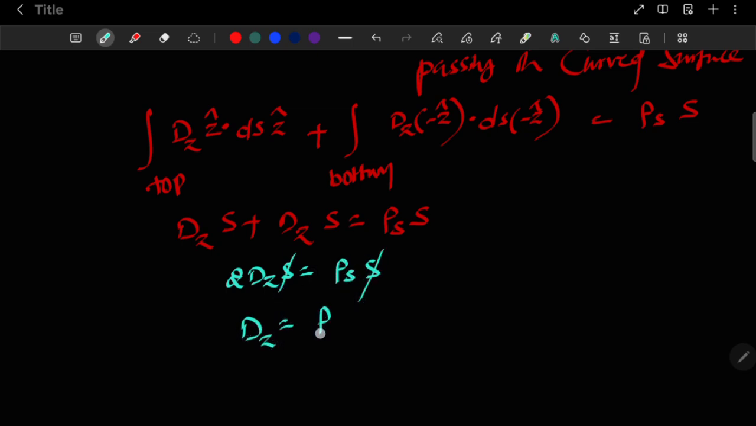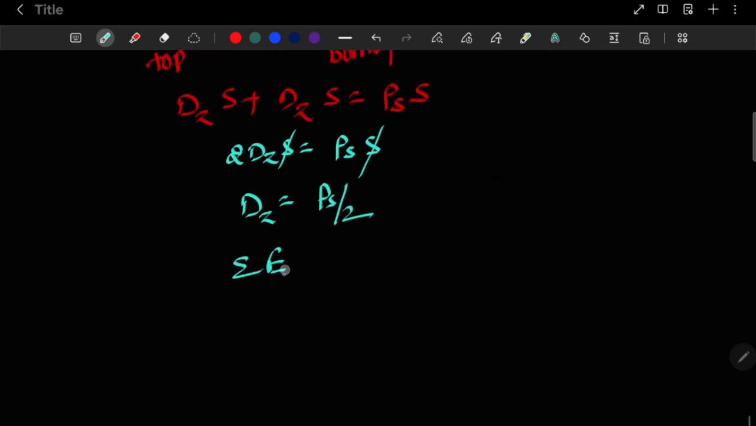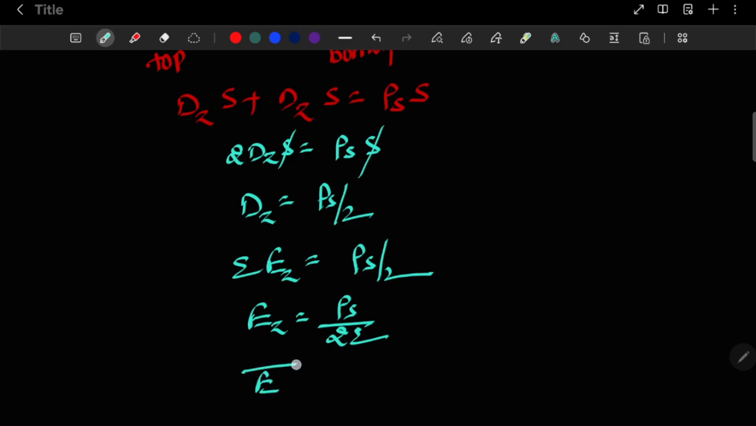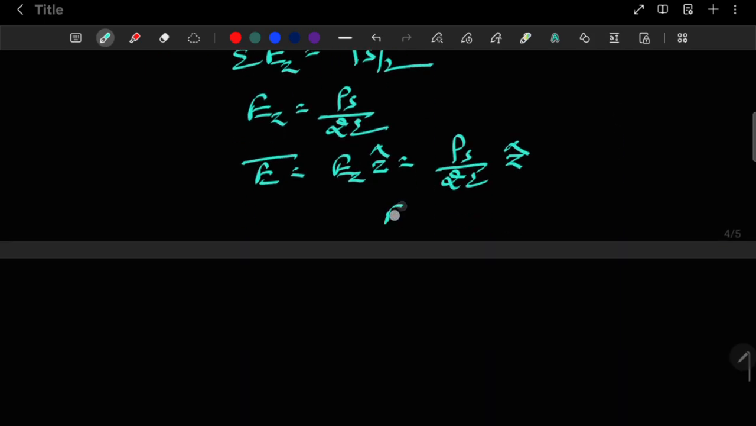So Dz is equal to rho S by 2. Epsilon into Ez is equal to rho S by 2. Ez is equal to rho S by 2 epsilon. E bar is equal to Ez into z cap, that is equal to rho S by 2 epsilon into z cap. So the very general expression is E bar is equal to rho S by 2 epsilon into n cap.